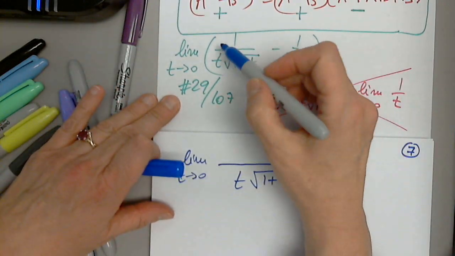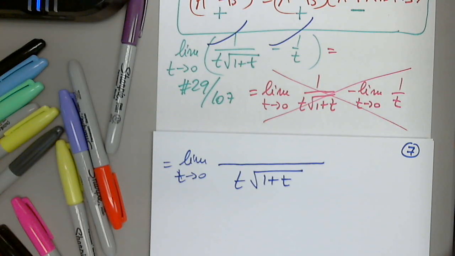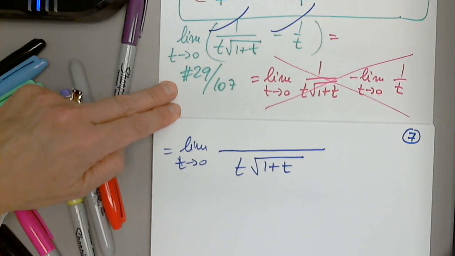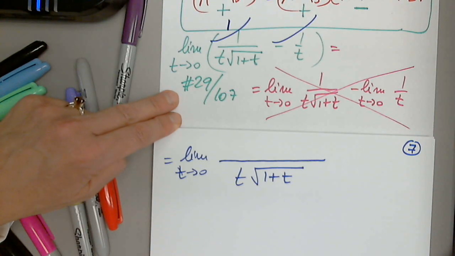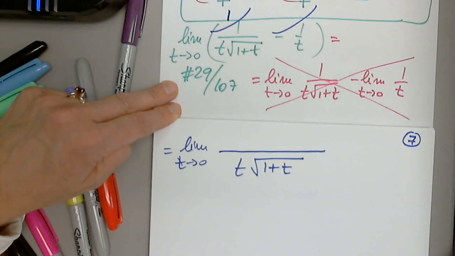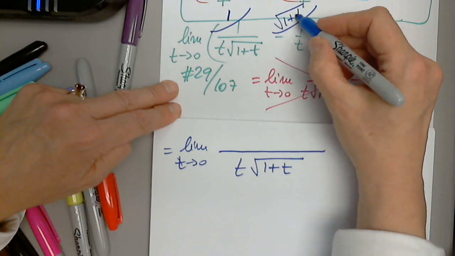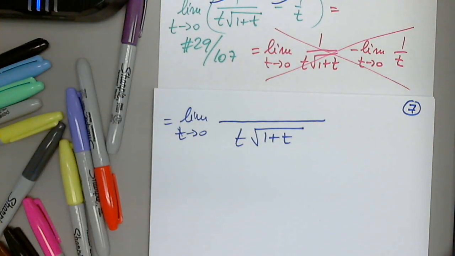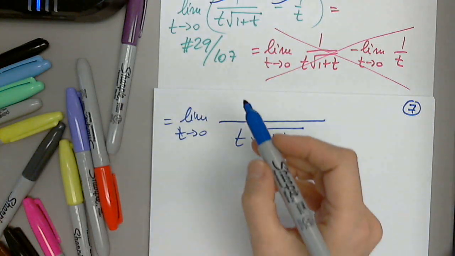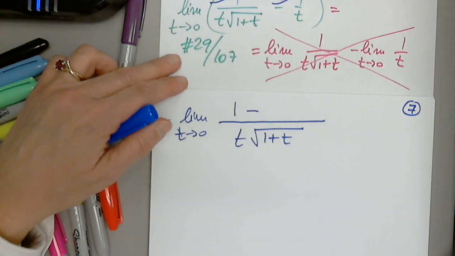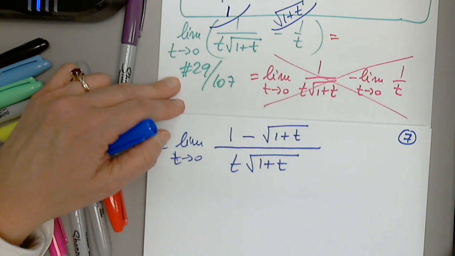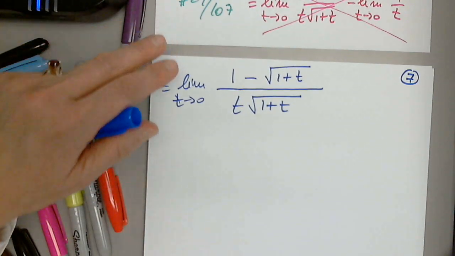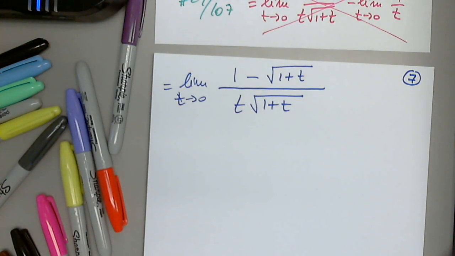Excellent. So now I need adjustments for the tops of those two. What does the first one need? Careful. Nothing, or 1. What does the second one need? Indeed, the square root of 1 plus t. Can anyone give us the numerator now? Do you all agree with this step? Okay. Now I will plug it in.